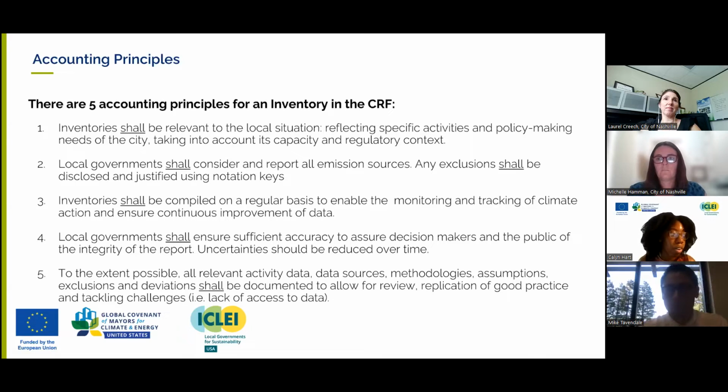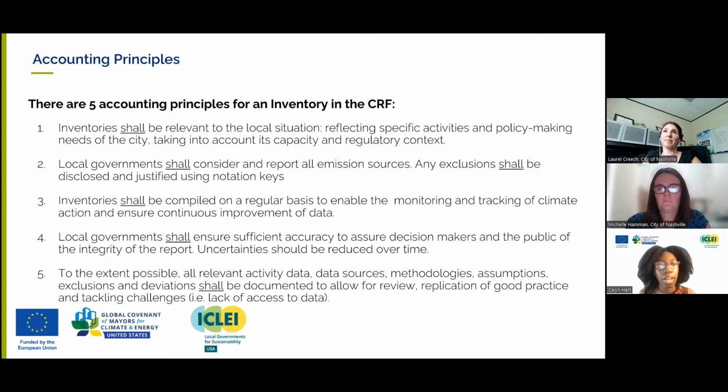You'll also want to consider all emission sources, or use notation keys for any of the sources that you are not able to collect information for. You'll want to complete these inventories on a regular basis. For GCOM reporting, you'll want to report a new inventory at least every two years. Fourth, make sure your inventories are as accurate as possible. And number five, make sure you document your activity data, data sources, and methodologies.